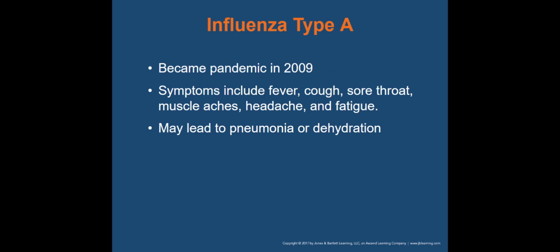Influenza type A, we had a pandemic in 2009. We're looking at fever, cough, sore throat, muscle aches, headache, and fatigue. Those are the biggest signs or symptoms. Children can also present sometimes with some GI presentation, like nausea, vomiting, diarrhea. May lead to pneumonia or dehydration.